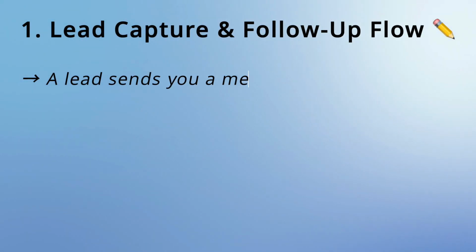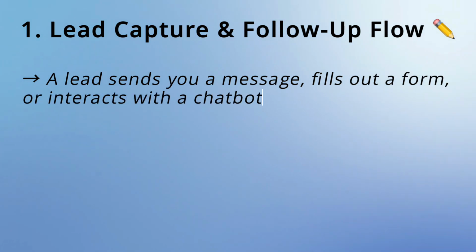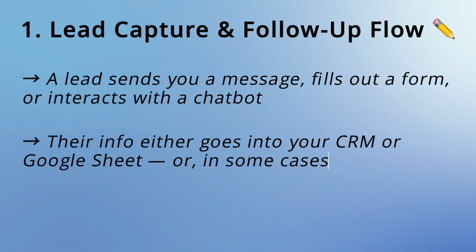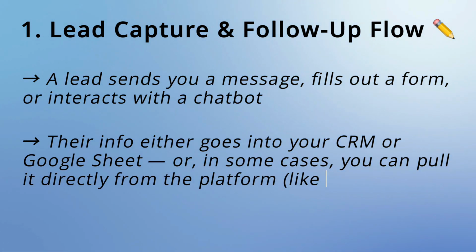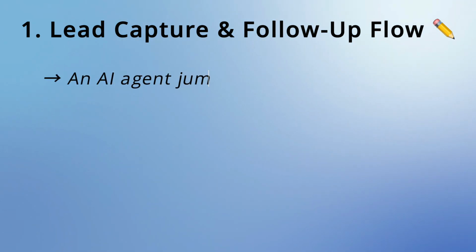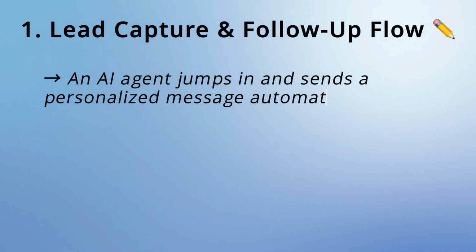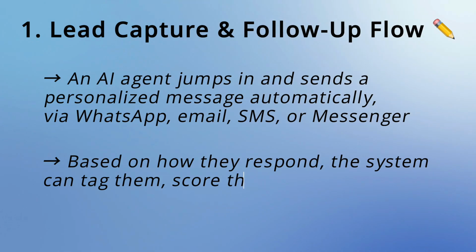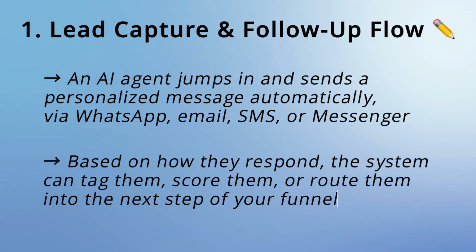A lead sends you a message, fills out a form or interacts with a chatbot. Their info goes into your CRM or Google Sheets, or in some cases you can pull it directly from the platform like Facebook lead ads or WhatsApp events. An AI agent jumps in and sends a personalized message automatically via WhatsApp, email, SMS or Messenger. Based on how they respond, the system can tag them, score them or route them into the next step of your funnel. It sounds complex, but it's really just a few moving parts connected together. Let me show you how it looks visually.